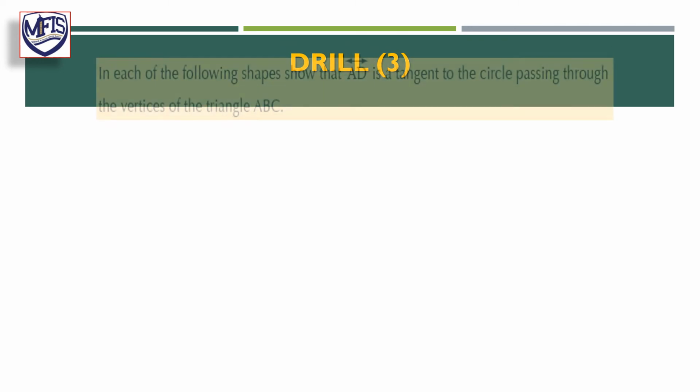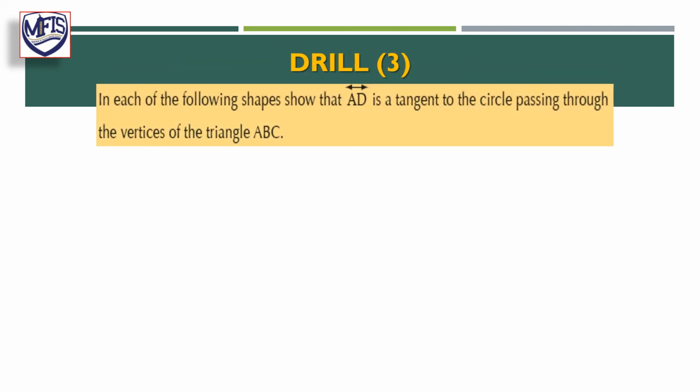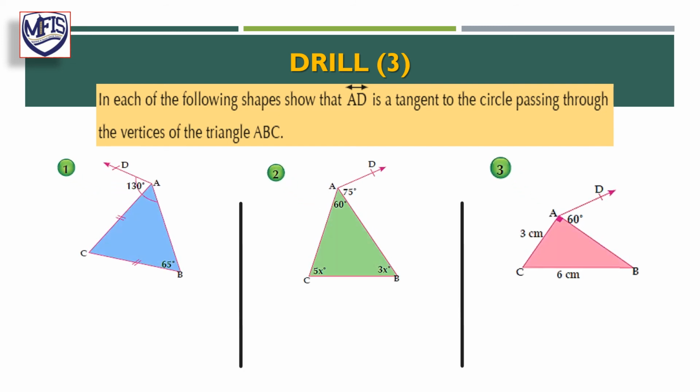Drill number 3. In each of the following shapes, show that straight line AD is tangent of the circle which passes through the vertices of triangle ABC. Again, in each figure, I want to prove that AD straight line is tangent of the circle passing through the three vertices of triangle ABC. Now, imagine that I have a circle passing through the three vertices of triangle ABC. Now, how to prove that AD straight line is tangent of this circle?